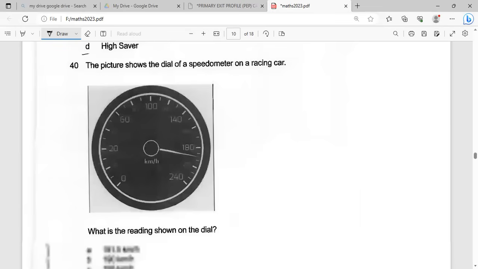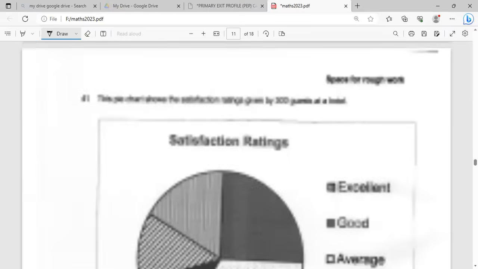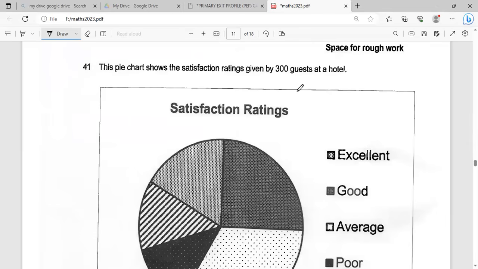The picture shows the dial speed meter of a racing car. What is the reading shown on the dial? All right. So we have 180, 190, 200, 210. So I go up by 10, right? So 180, 190, so 195. 195 or thereabouts. Yeah, you pass 190. That was easy. Come on, guys. Admit it. It was easy.